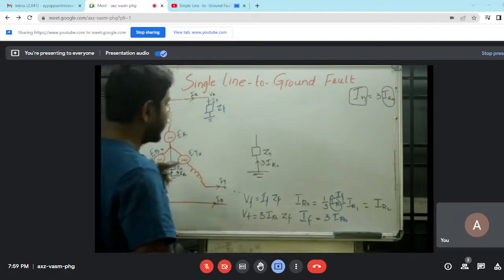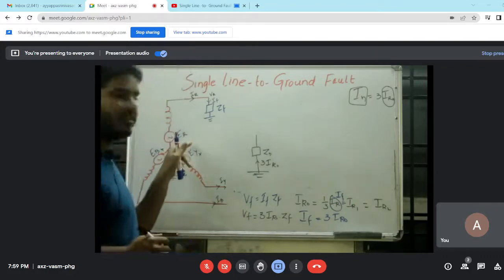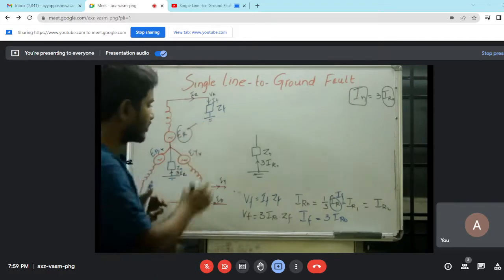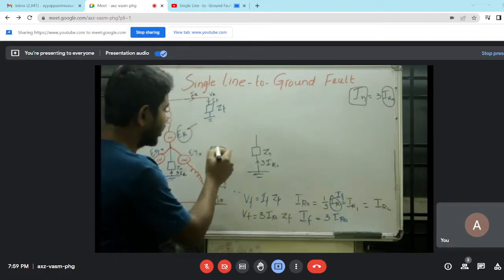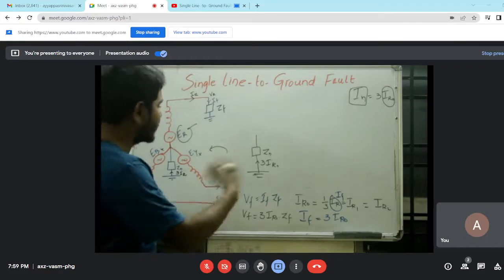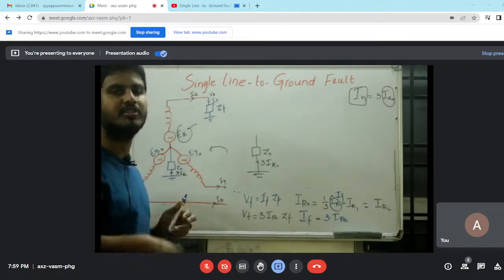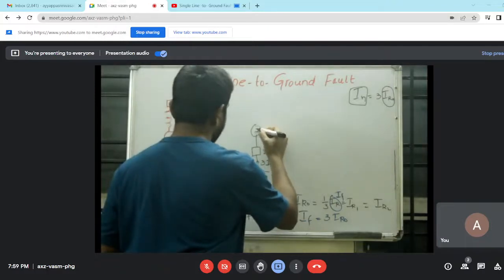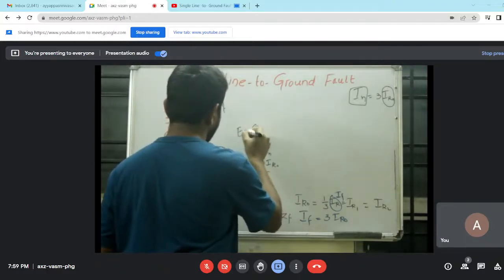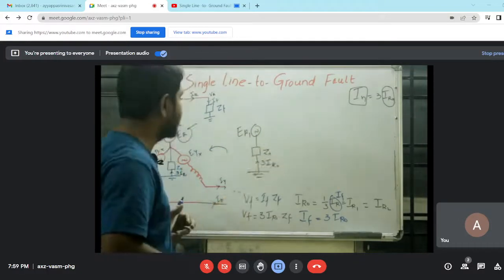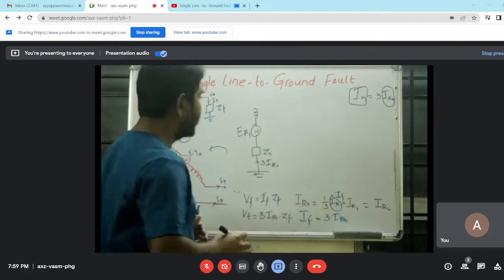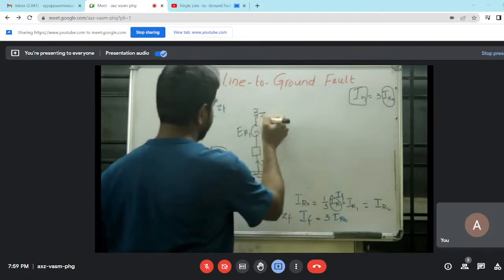Okay, so here in the alternator we will be taking in a positive phase sequence; ER is considered because the rotor will be rotating in the anti-clockwise direction, and in that direction we will be considering the positive sequence EMF. So here we have the positive sequence EMF, that is ER1. 1 is for positive phase sequence, and above we have the sequence impedance in positive phase, that is Z1.